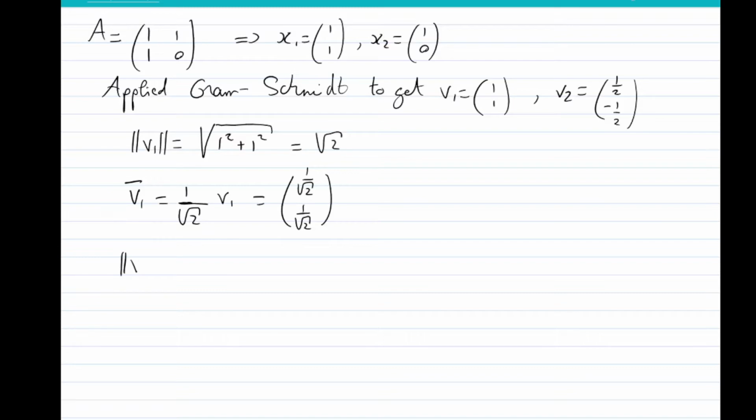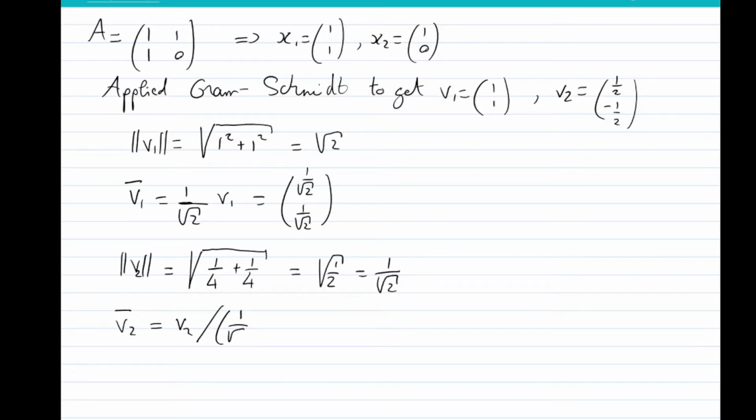Likewise, V2 has norm square root of 1 fourth plus 1 fourth. I take the square of both components. Of course, when I square minus a half, I get 1 fourth the same way. So that's square root of 1 half, i.e. 1 over square root 2. So same again, I'm going to use V2 with a bar, for instance. That is simply V2 divided by 1 over square root 2, which is equivalent to multiplying V2 by square root 2.